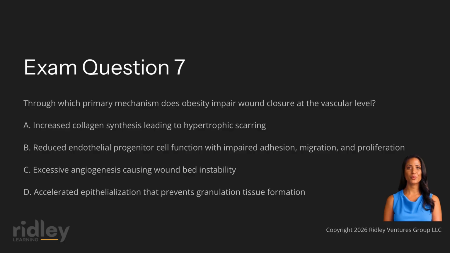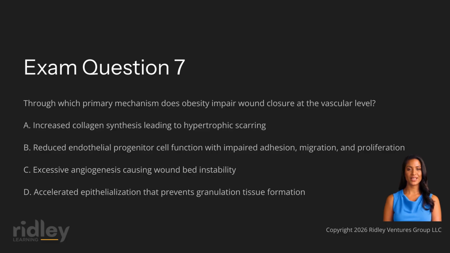Question 7. Through which primary mechanism does obesity impair wound closure at the vascular level? The correct answer is B, reduced endothelial progenitor cell function with impaired adhesion, migration, and proliferation. Rationale. Obesity creates a chronic, low-grade inflammatory state that disrupts multiple wound healing pathways, but at the vascular level, the primary mechanism involves endothelial progenitor cells. These progenitor cells are normally recruited from the bone marrow to sites of tissue injury, where they contribute to new blood vessel formation, a process known as vasculogenesis.